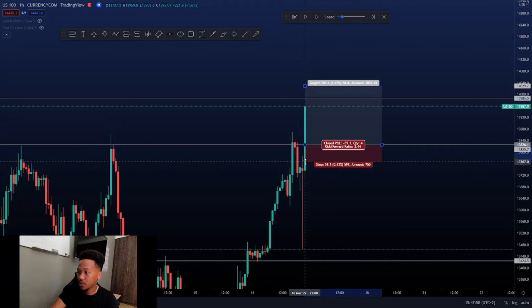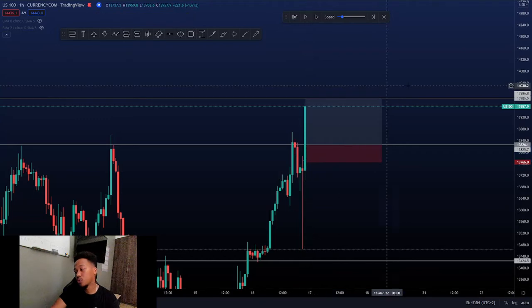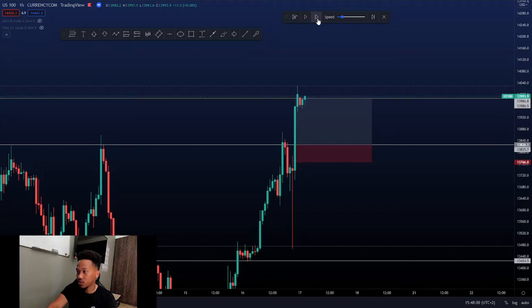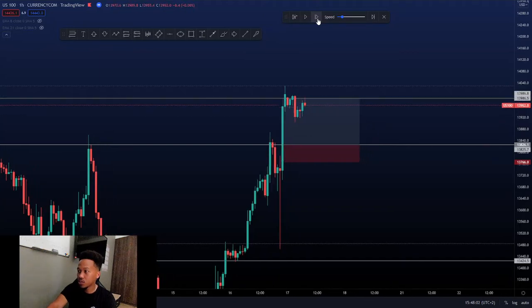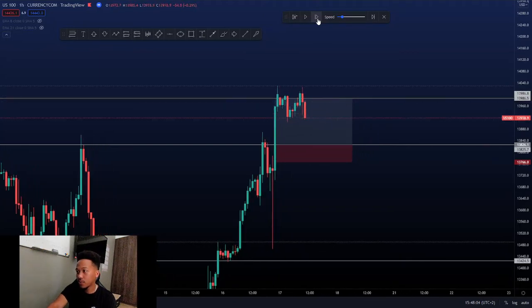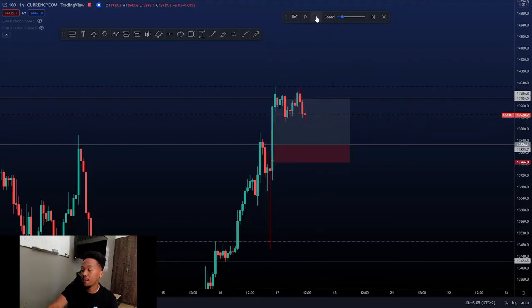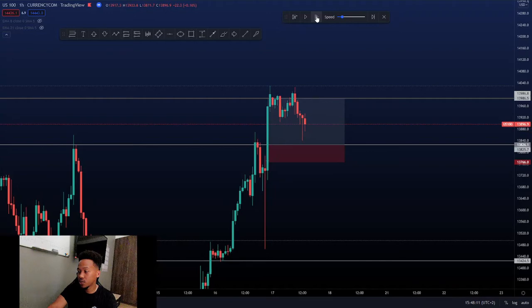60 pip risk once again. Boom. Just like that. 2.67. Nice. You're being patient. We are having some sort of a consolidation happening over there. You being patient.